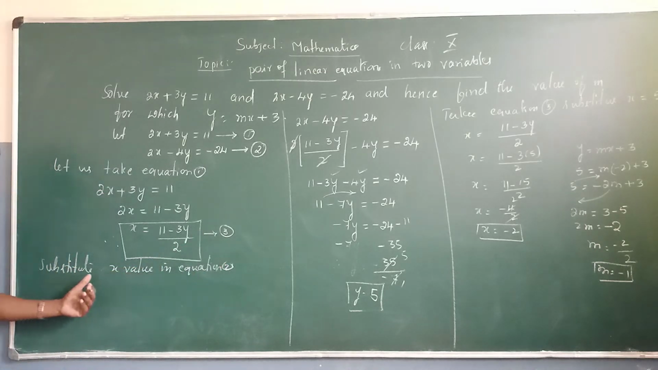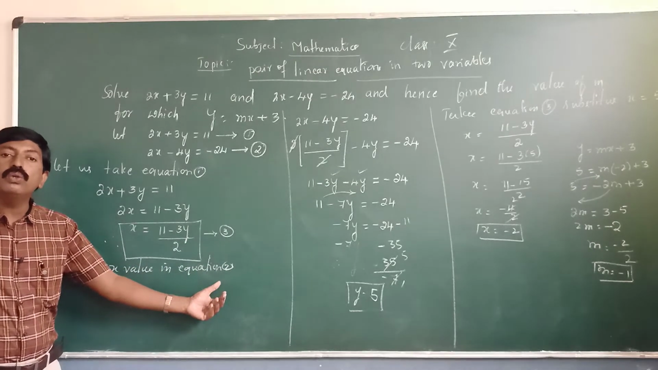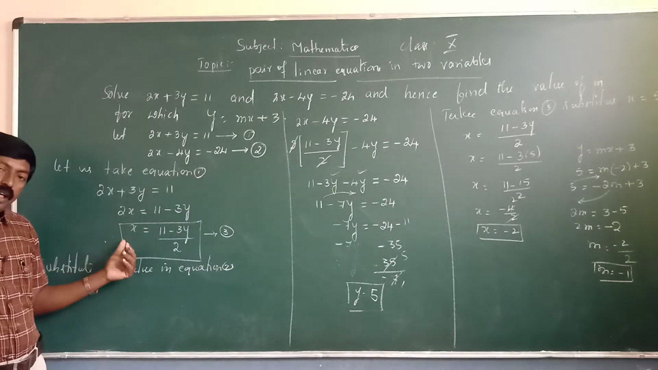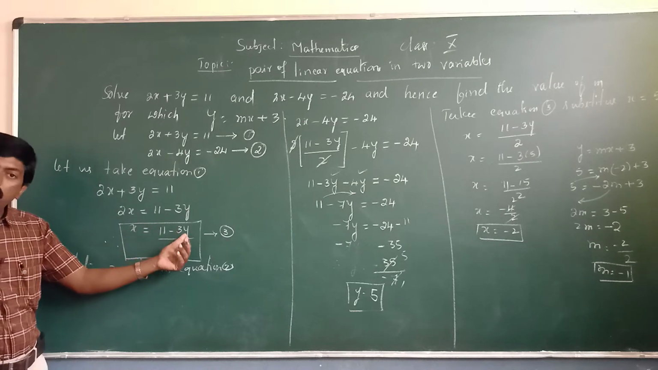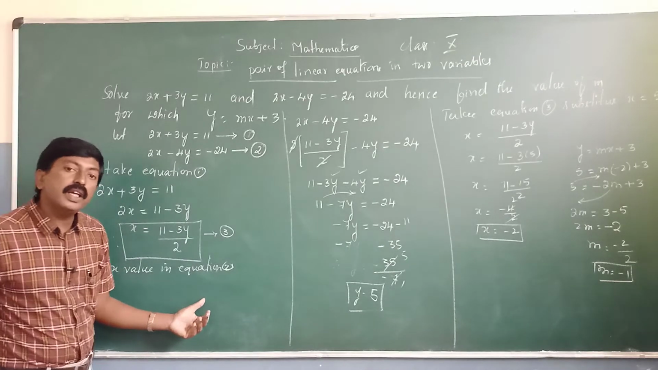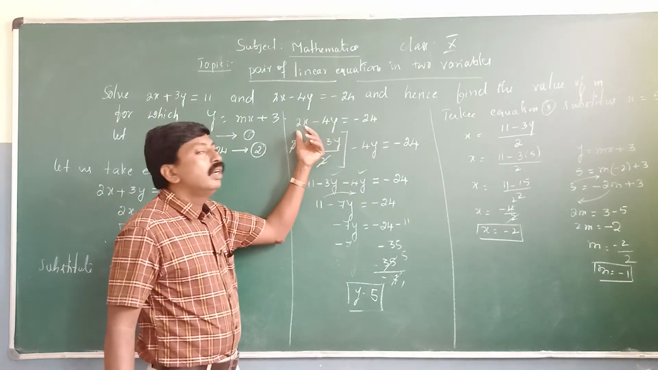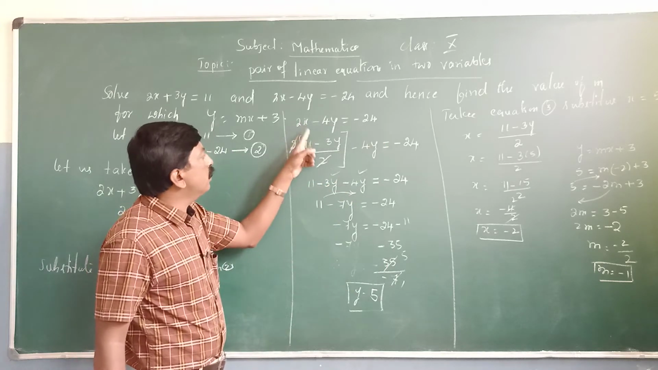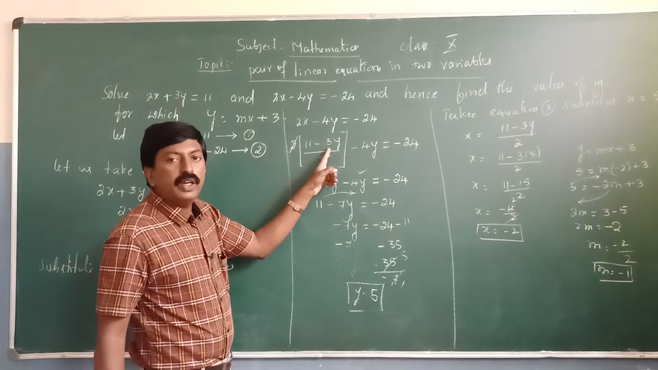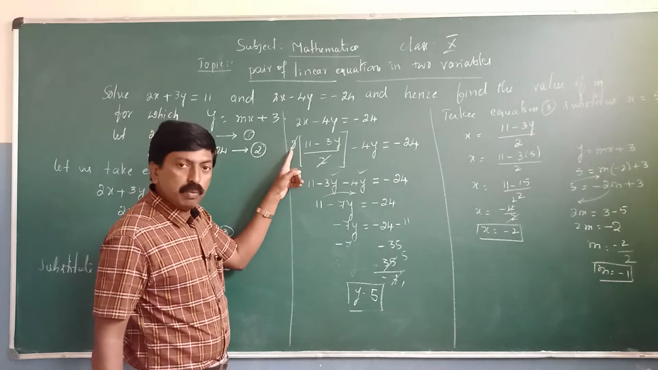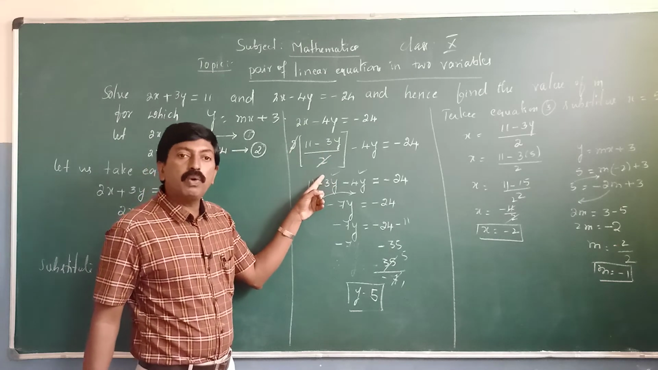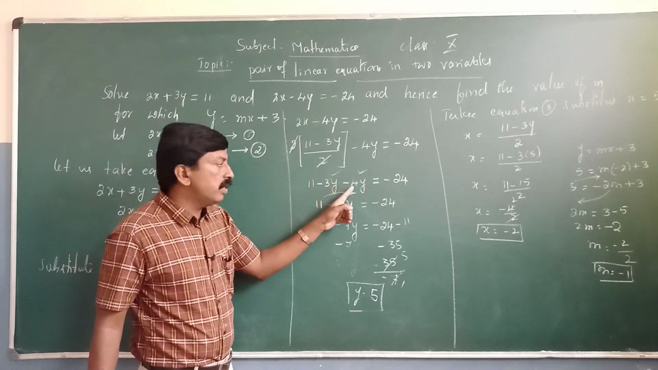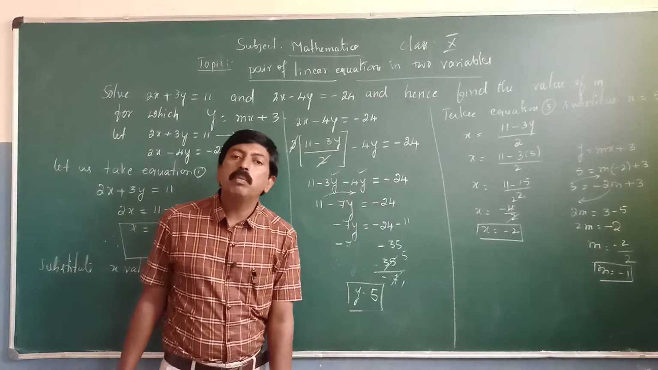After this, substitute the x value in equation 2. Because we have already taken equation 1, there we have calculated the x value in terms of y. So therefore you can substitute and take equation 2. Which is that equation 2? 2x minus 4y is equal to minus 24. After this, substitute the x value as 11 minus 3y divided by 2. 2 is there in the numerator and 2 is there in the denominator with a product sign. So the 2s cancel. Remaining 11 minus 3y minus 4y as it is, equal to minus 24.